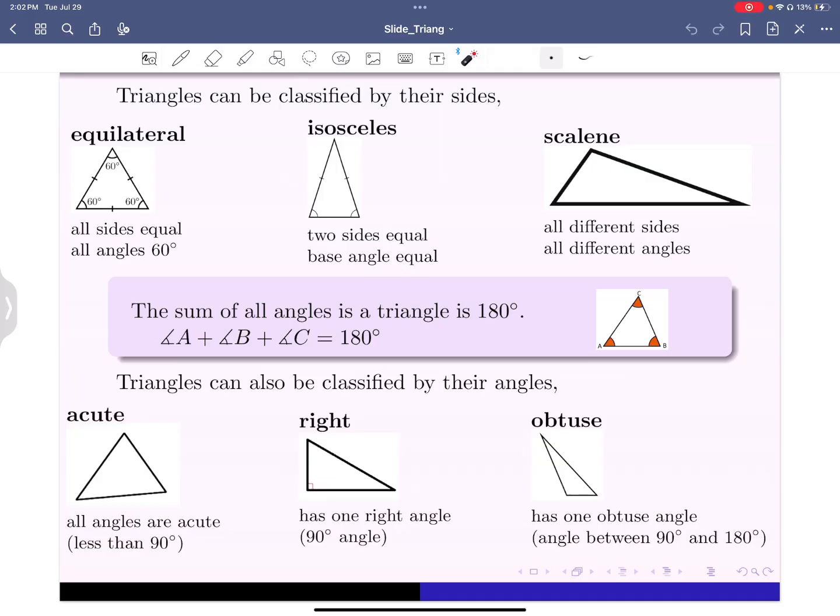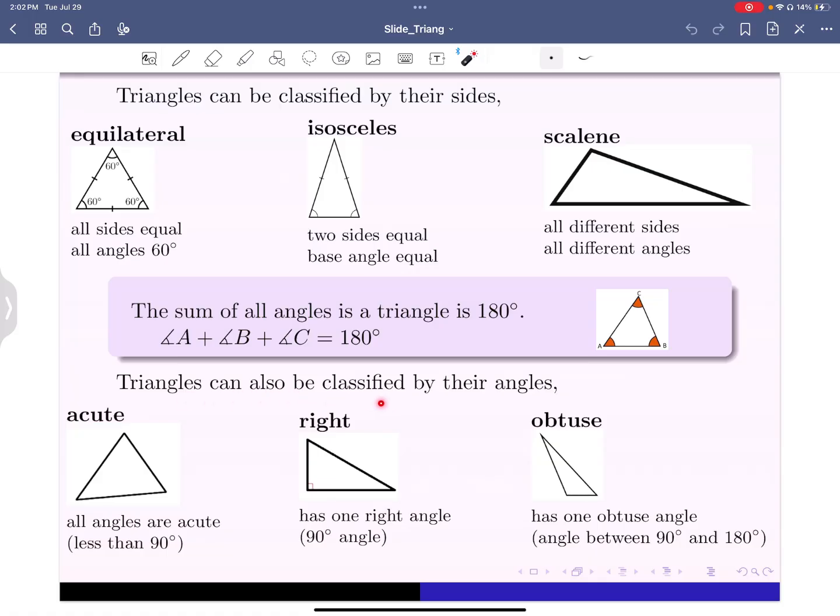The sum of all angles in a triangle is 180 degrees. So if you have angles A plus B plus C, it would be 180 degrees. If all angles are equal, it would be 180 divided by 3. That's why each angle of an equilateral triangle is 60 degrees.